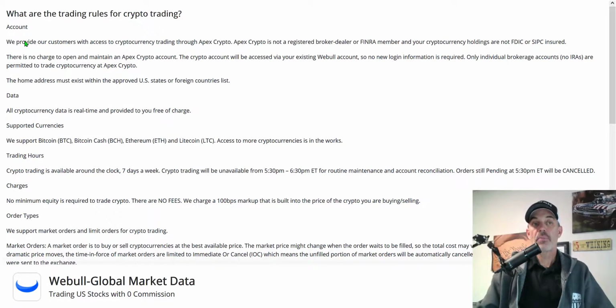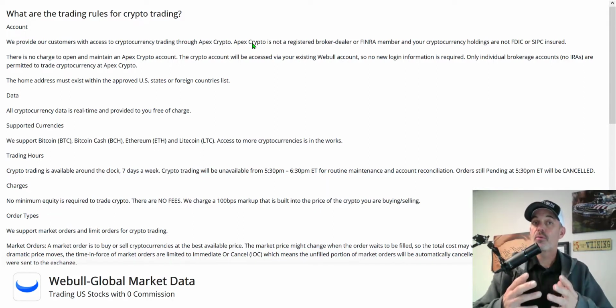As far as the account, they provide customers with access to cryptocurrency trading through Apex Crypto. And this is kind of important to realize as well. When you buy Bitcoin or ETH or any of the cryptocurrencies through Webull, you don't actually have possession of the keys. You therefore don't technically own the crypto, and you cannot move that cryptocurrency to a wallet, say like a Trezor or Ledger or Exodus, etc. You don't own the keys, and in my opinion, you don't really own the crypto.